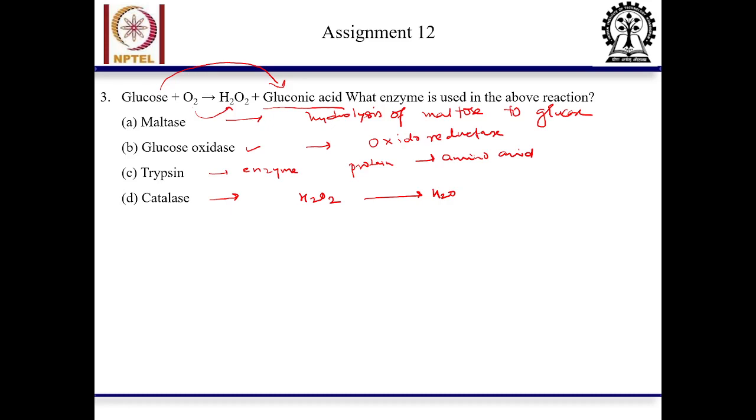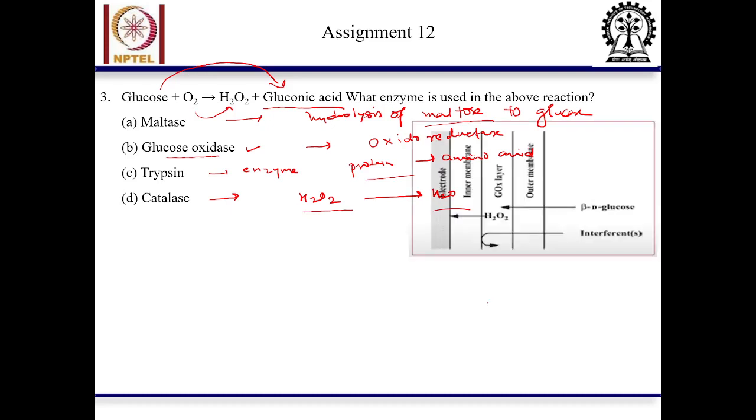So by the name only, glucose oxidase means it will oxidize glucose. Maltase means somehow it is related to maltose. So these are trypsin, basically protein to amino acid. Catalase means it will decompose hydrogen peroxide into water. Right. So this is the glucose sensor picture. So I will come to it in the next lecture, next question, in detail. Okay, where all the detail will come.